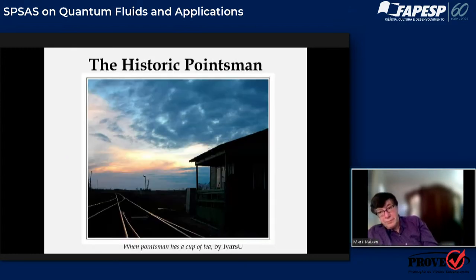Okay, so now I want to talk about some history, because as you may have realized already, I love history, and generally, but mostly of science. This picture, which I found from the web, is of the pointsman. So what is the pointsman? That was a very important job in the past. Now it's probably done by an automatic switch in a computer. But you see here a picture of railroad tracks, and the pointsman was responsible for switching the tracks.